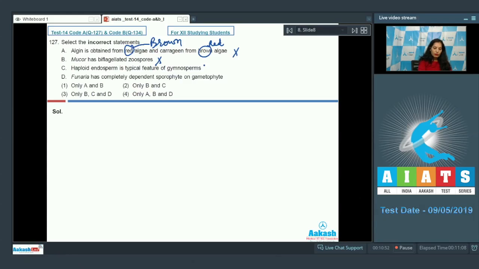Haploid endosperm is typical feature of gymnosperms? Yes. In gymnosperms, the endosperm is known as female gametophyte and it is haploid in nature as it is formed before fertilization. So this is correct. D. Funaria has completely dependent sporophyte. No, it has dependent but not completely. It is partially dependent sporophyte on gametophyte. So this is also incorrect and you have to choose the incorrect statements which are A, B and D. So the correct option for the given question is option number 4. Let's move to the next question.